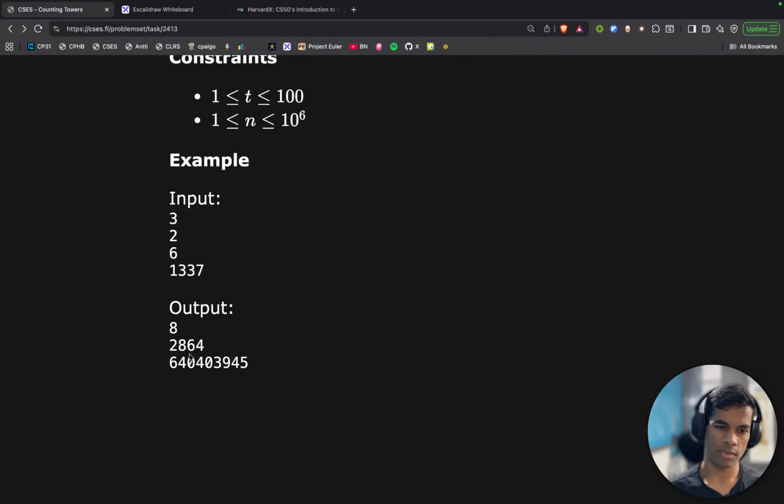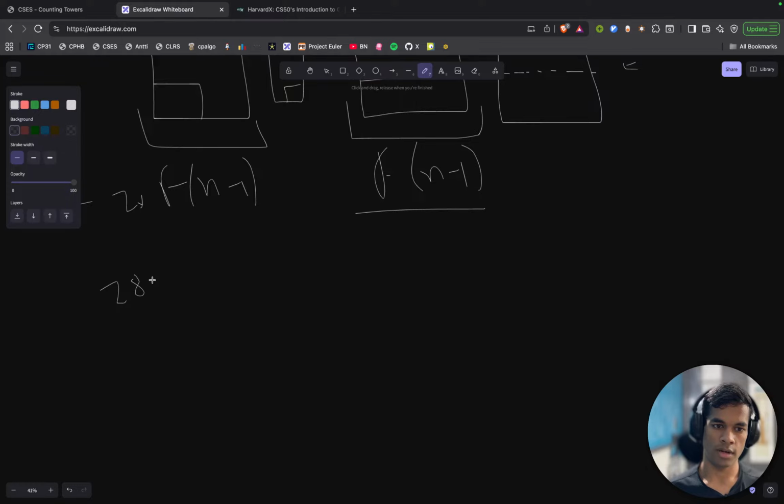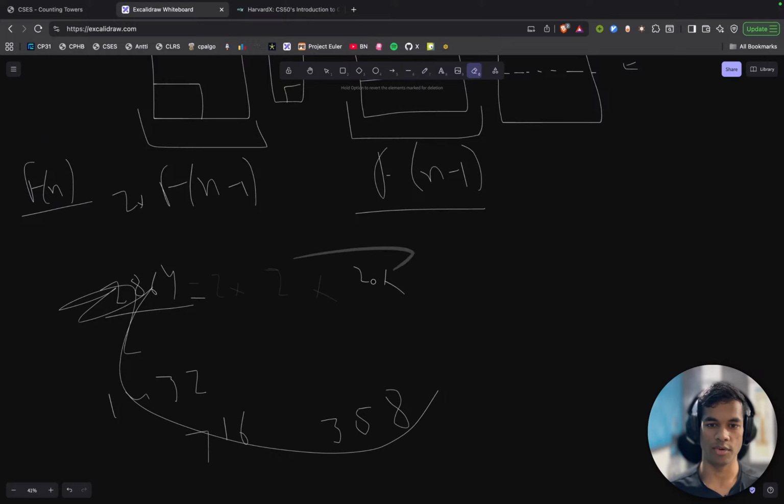Can we get some hint from this? Answer here is 2864. If we do factorize this thing, 2 and 2, 716 into 3, 5, 8. No, this is bad. This is very cowardly. No, we do not do that.